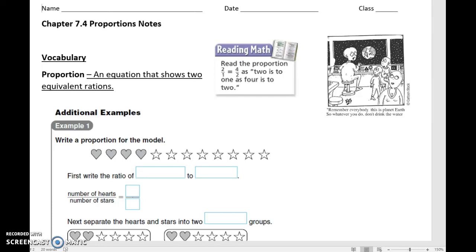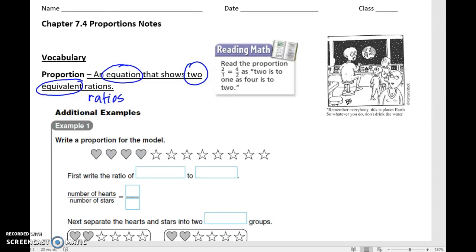Yeah. All right. Notice our vocab is a proportion. I want you to circle a couple things here. It's an equation that shows two equivalent ratios, and this says "rations." That's a mistake. It should be ratios.